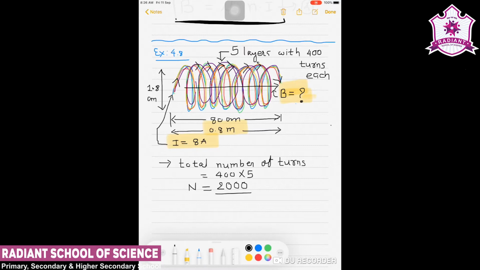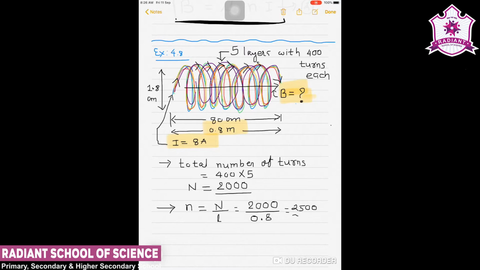So the number of turns per unit length, that is small n, is given by N over L. That is the total number 2000 over 0.8, and this comes to about 2500 per meter. So there will be about 2500 turns per meter for this solenoid.